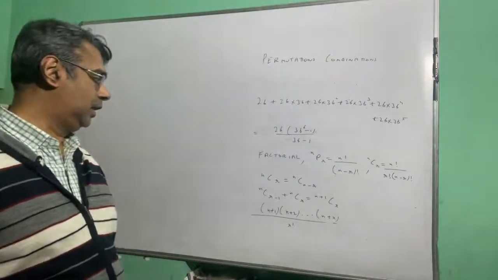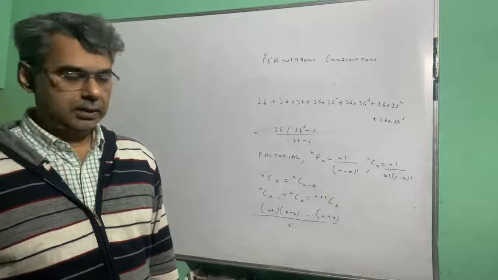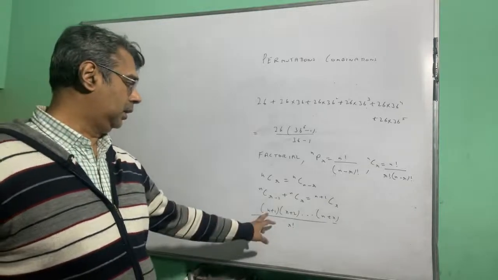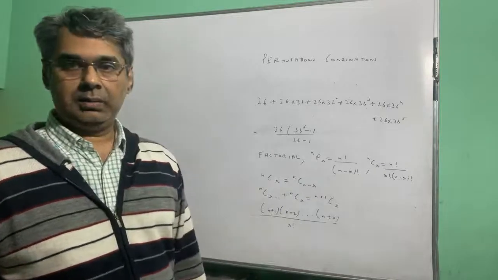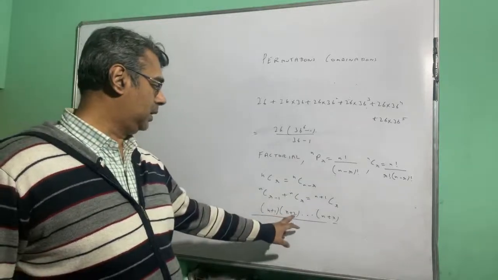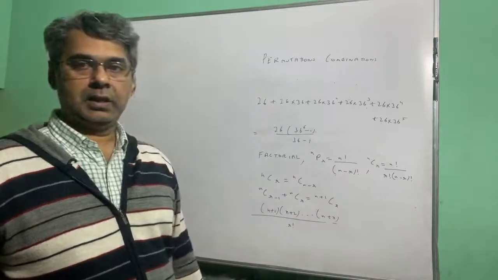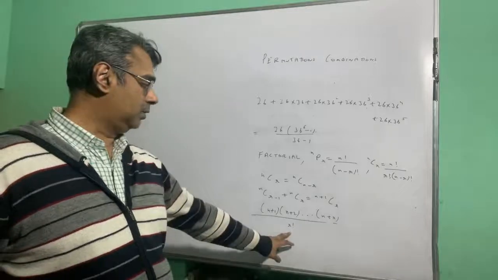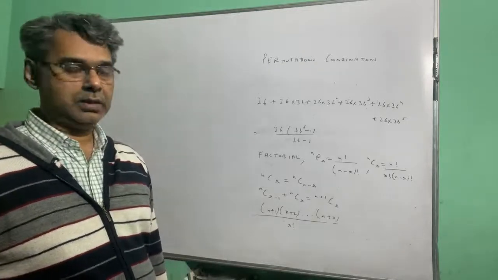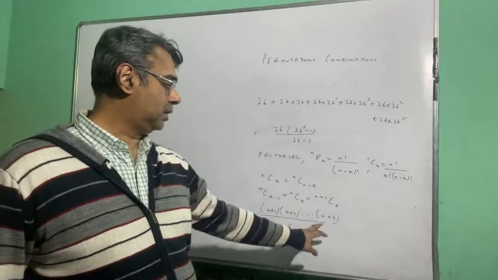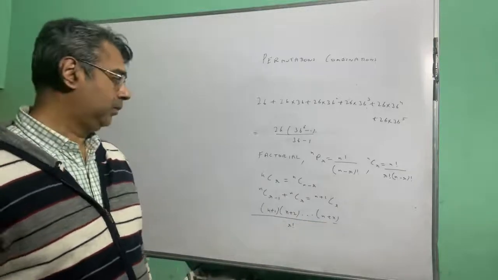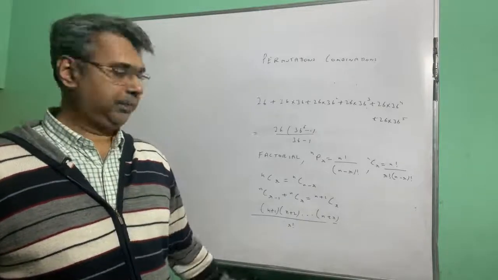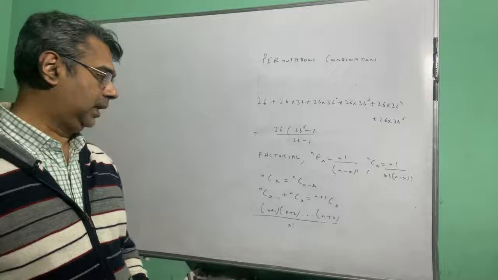Okay, so I was telling you that in factorial there is a very important rule: if you multiply successive r natural numbers, like n plus 1 into n plus 2 into n plus 3 up to n plus r, the product will be divisible by r factorial. So this is a rule. The product of successive r natural numbers will be divisible by r factorial. Now, what is the reason behind this rule?